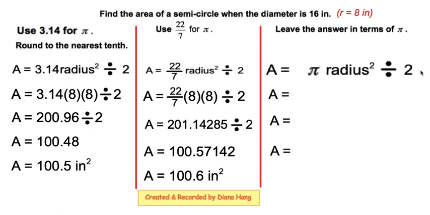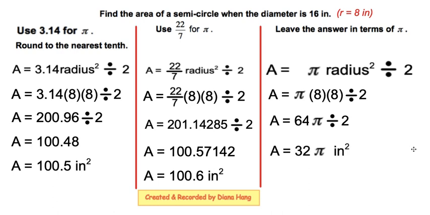Last but not least, we're going to leave pi alone, replace the value of the radius, grab your calculator if you have to, and the area is 32 pi inches squared.